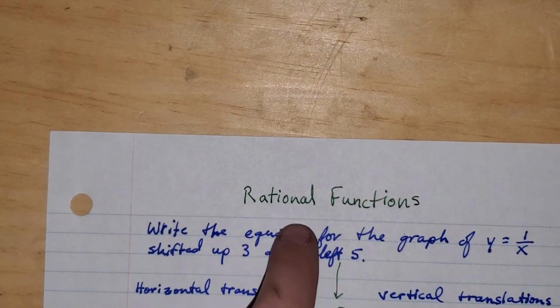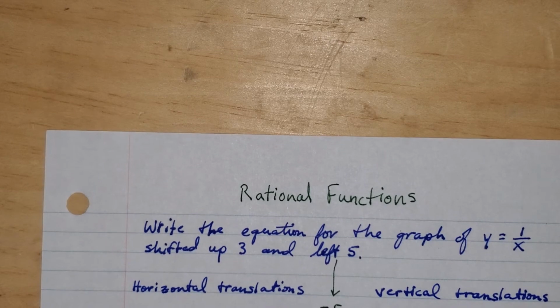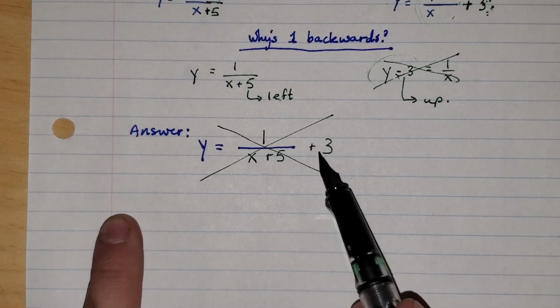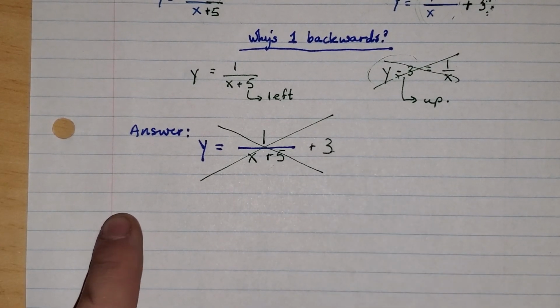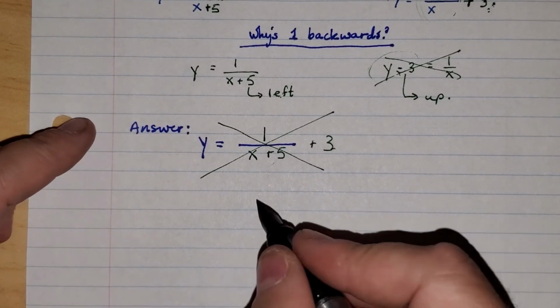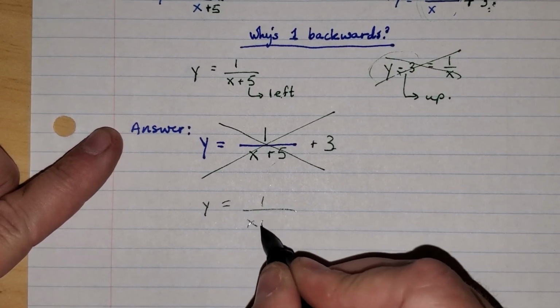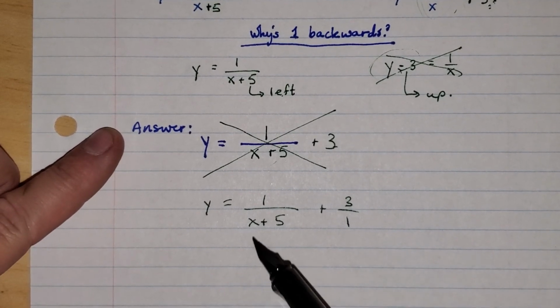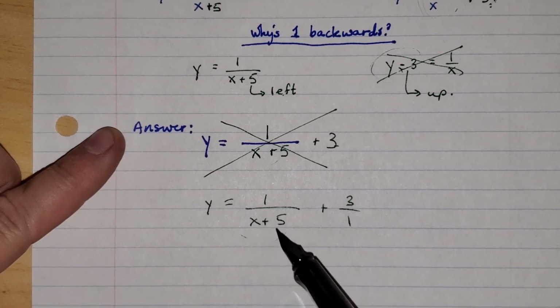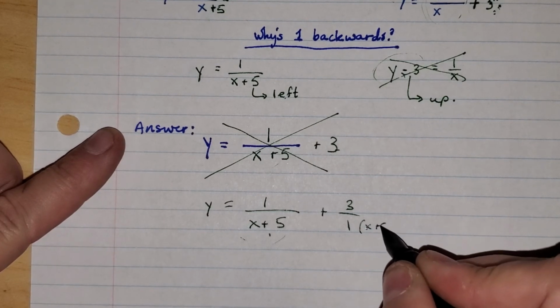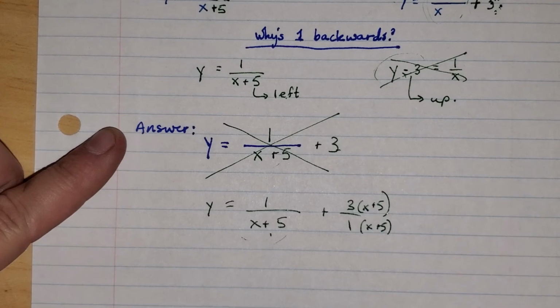Well, rational functions are fractions. Here's the problem. That's not a fraction. That's a fraction. That's not. So what we need to do is combine these two quantities into one fraction, and that will be a correct final answer. So I take y equals 1 over x plus 5, plus 3 over 1. I need to find the common denominator. Lucky for me, if I've got some polynomial over here, and I've got a 1 over here, this is my LCD. So I'm going to multiply the bottom and the top by x plus 5.